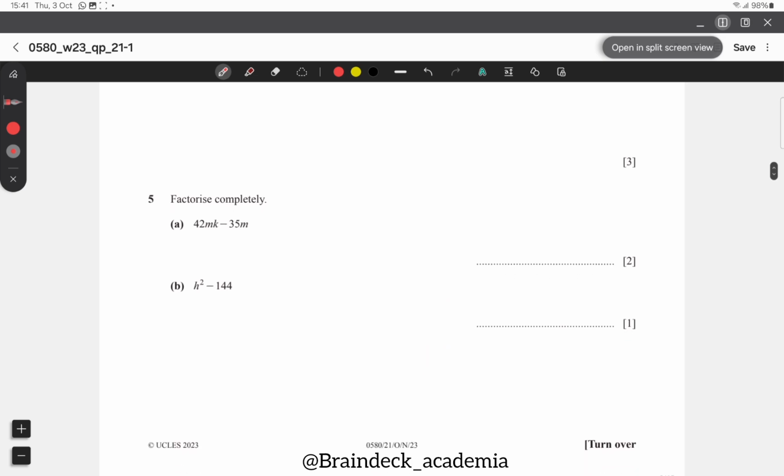For factorization, this is quite simple. To factorize here, you just look for the common factor. What is the common factor here? The common factor is 7m. So that will be 7m bracket what? This is 6k minus 5m. So our answer is 7m bracket 6k minus 5m. That's our answer. That's factorization.